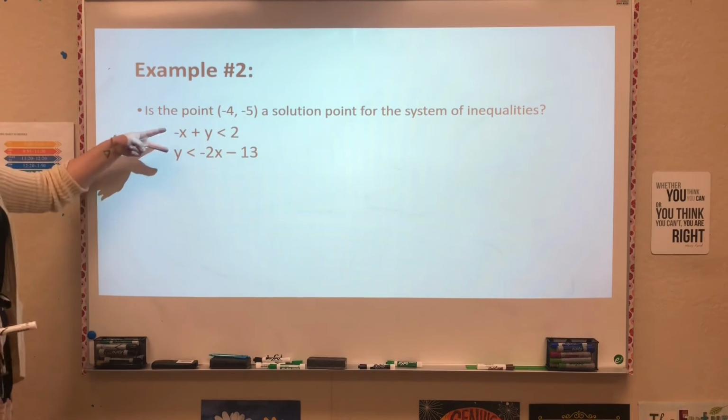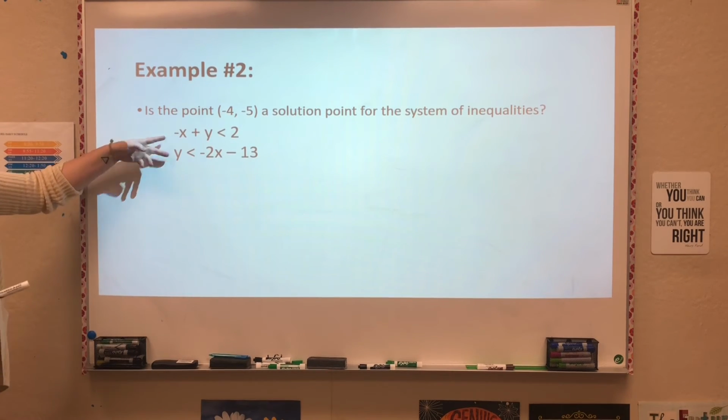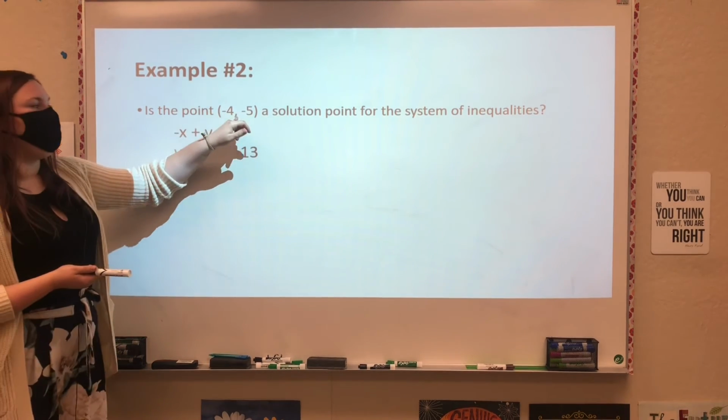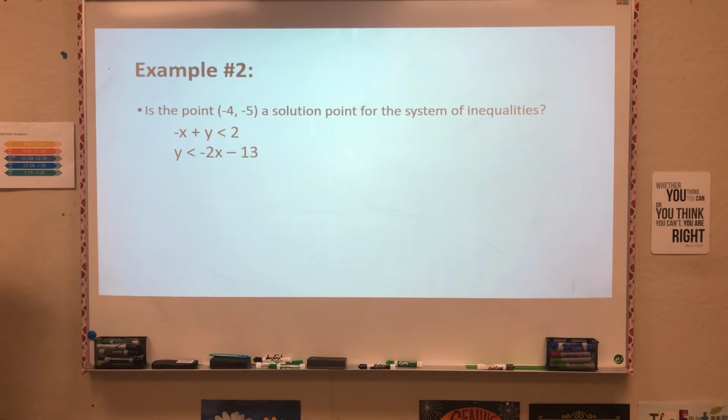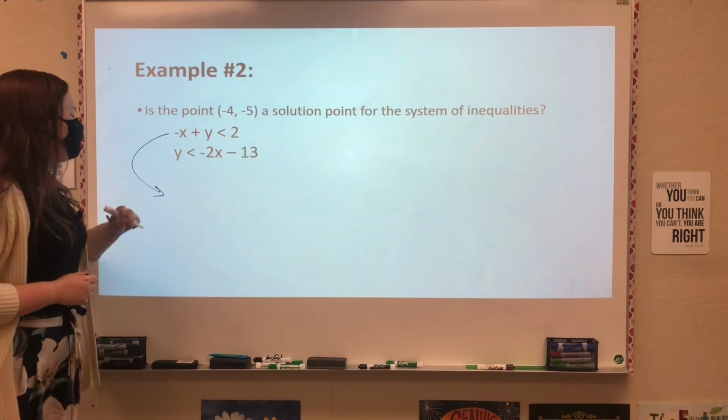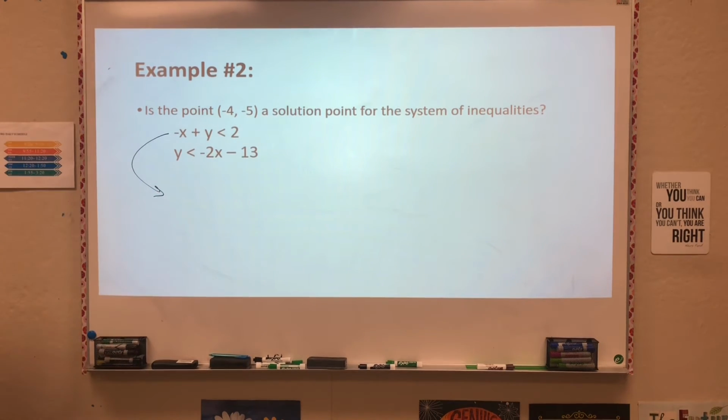Something that's different this time is it's now a system, but the idea is going to be the same. If I want to check to see if this is a solution point, what you want us to do? Put the -4, -5 into the x and y's. Yep. So if I do that for this first inequality, what is it going to say?